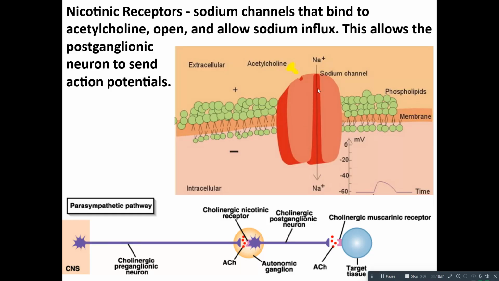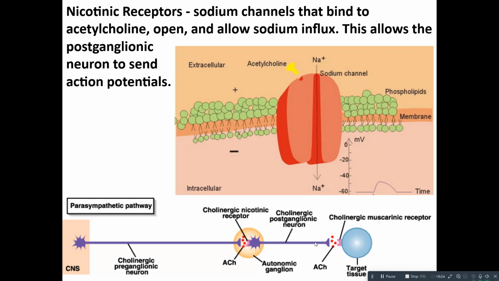Okay, here we see a nicotinic receptor. It is actually a sodium channel. So when acetylcholine binds to it, the channel opens, sodium rushes in, and that causes a graded potential, a depolarization. Now, in the case of the nicotinic receptor on the neuron here, it's going to allow this postganglionic neuron to send an action potential. So, when acetylcholine binds to nicotinic receptors, it creates a graded potential, which can let the neuron send an action potential.